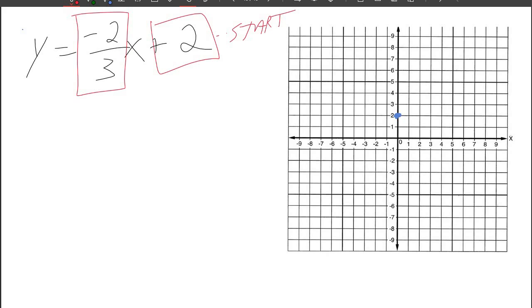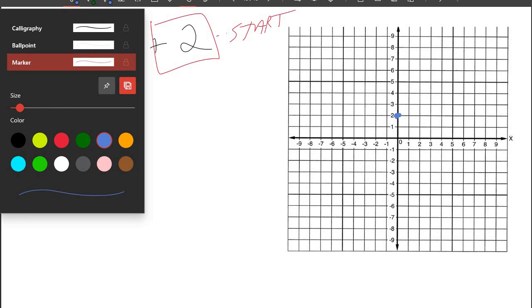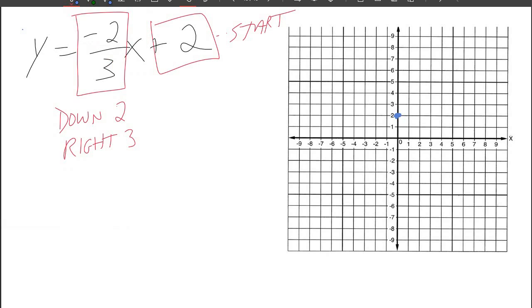Now my slope is negative 2/3. So we're going to go down 2 and to the right 3. Never go to the right first. You want to go down first or up first. So we're going to go down 2, then we go over, and we draw our point.